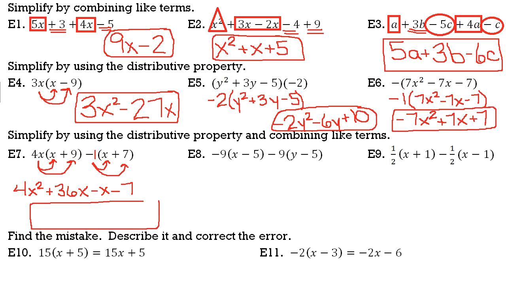Now when we're done and it's time to combine things, the 4x squared is all by itself. I have nothing to go with the 4x squared, so I'll just leave it. 36 minus 1 is positive 35. So if I have 36 x's and then I take 1 away, I still have 35. And then the -7, there's nothing to do with that one either. So we'll just go with that.